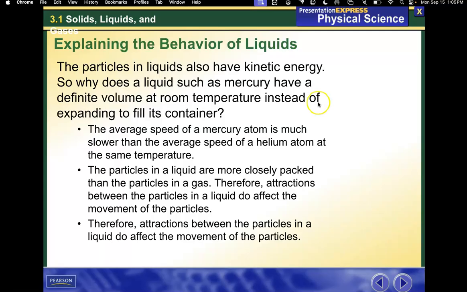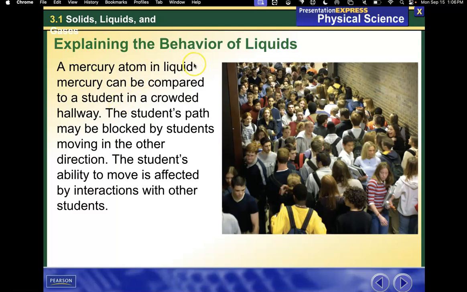Understand that because they move slower, they can become attracted to each other. That's what makes a liquid a liquid. A mercury atom in liquid mercury can be compared to a student in a crowded hallway. The student's path may be blocked by students moving in the other direction. The student's ability to move is affected by interactions with other students.